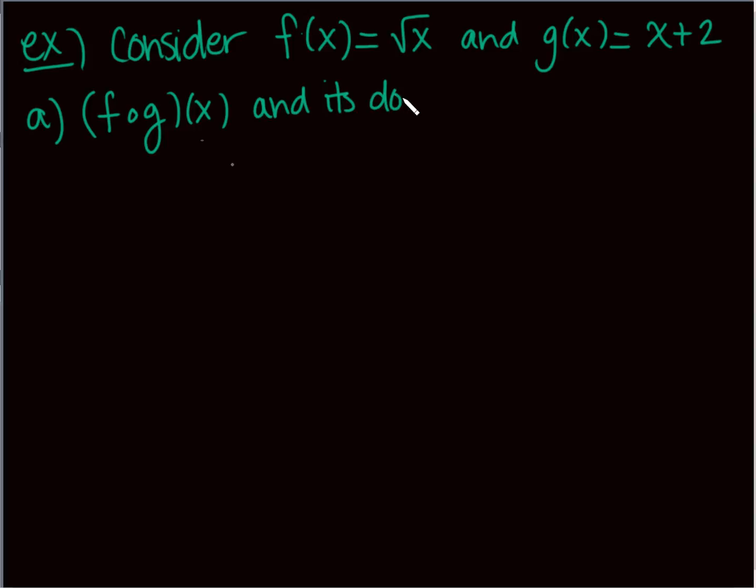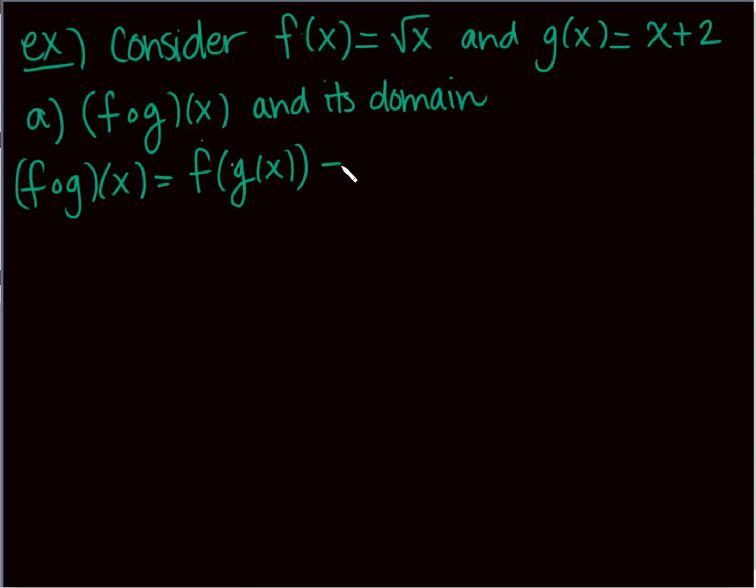All right, so here's what we have to consider when we're looking at domain. So f composed with g, again, I'm going to rewrite this so I know what I'm doing every time. This is f of g of x, right? What is g of x? It's x plus 2, so this is f of x plus 2, and then I'm going to replace this x with x plus 2. So this becomes x plus 2 right here. Okay, so we have to think about this.